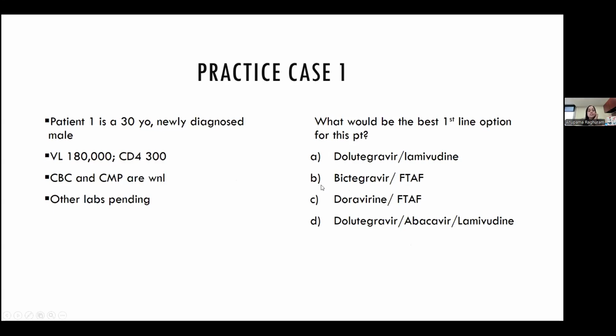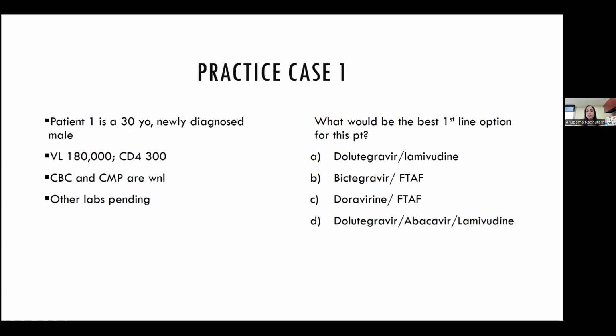Does anyone have any ideas why you would choose one over the other? Again, I don't see anything yet in the chat, but go ahead.